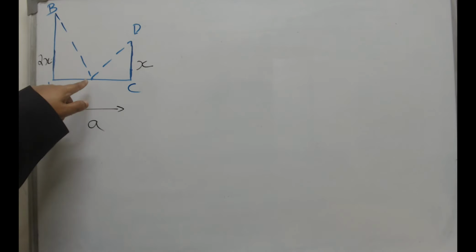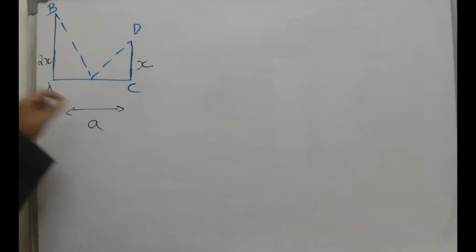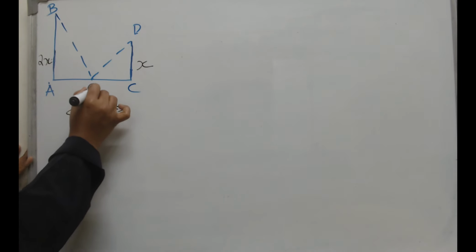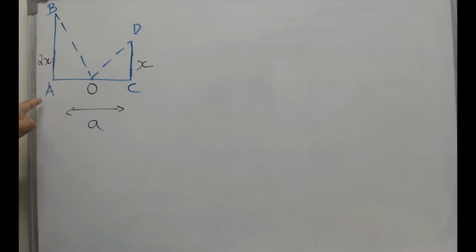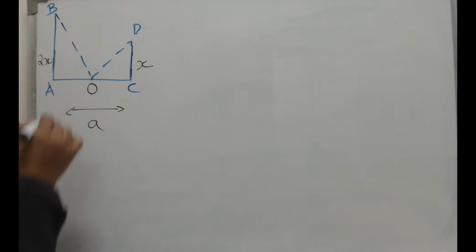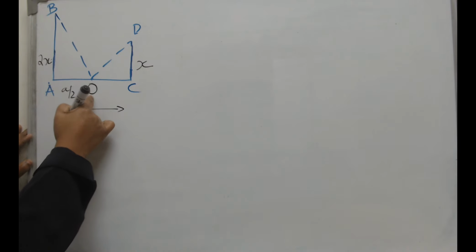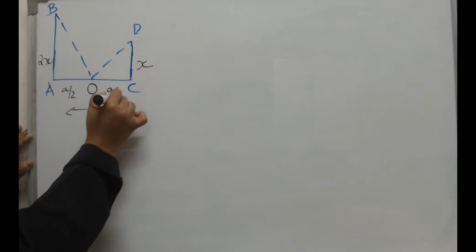a point in the middle, in the exact middle. So let that point be O. If it is in the exact middle, then what do you have? AO is a by 2 and OC is also a by 2.